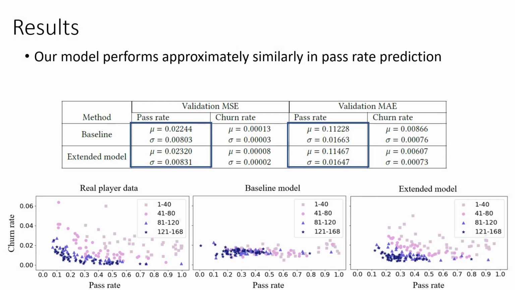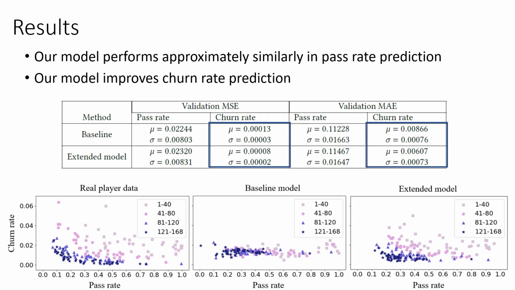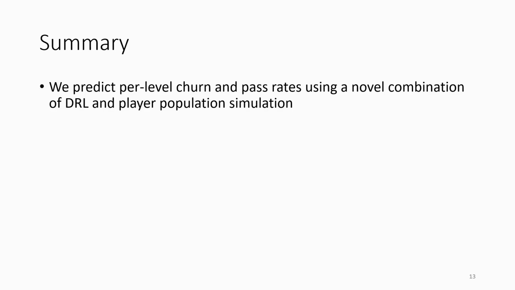Numerical results on five-fold cross-validation show that our model acts similarly to the baseline model in terms of pass rate prediction. However, our extended model improves the churn rate prediction of the baseline model with an effect size of about 2 standard deviations. In summary, we propose a novel simulation approach for predicting churn and pass rates of game levels.